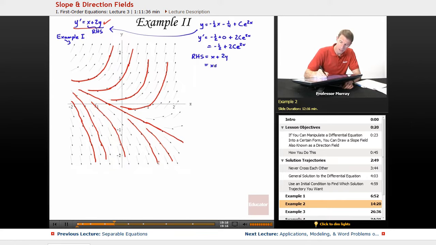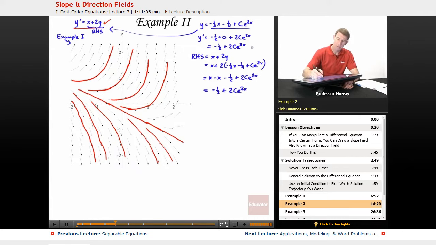Now that's x plus, and I'm going to plug in my y from up here. So 2 times negative 1/2 x minus 1/4 plus c e to the 2x. And let me just simplify that. X, now 2 times negative 1/2 x is minus x. 2 times negative 1/4 is minus 1/2. And then I get plus 2c e to the 2x. And those x's cancel, and it just simplifies down to negative 1/2 plus 2c e to the 2x.